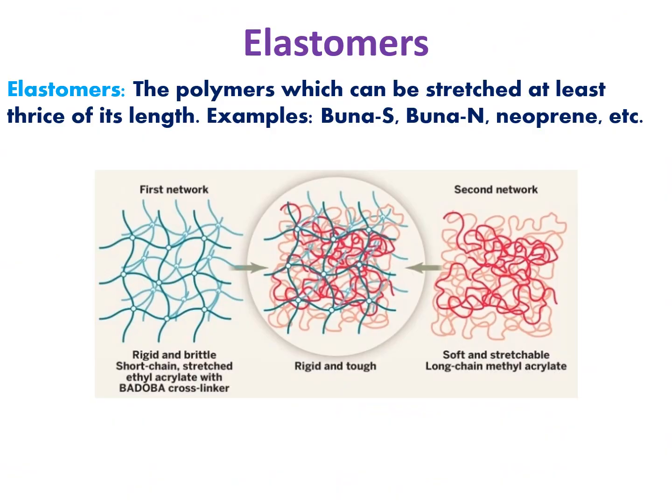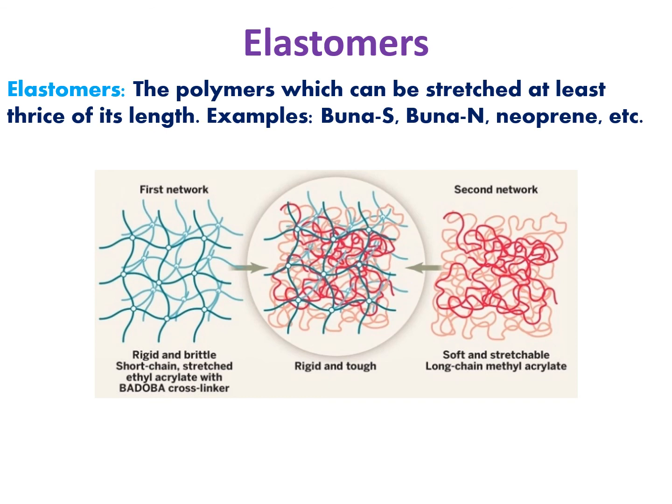The next type is elastomers. Elastomers are the polymers which can be stretched at least 3 to 10 times their original length. These are called extendable polymers, elastomers or rubbers. Examples are Buna-S and Buna-N. In this, there is a coil-like structure. They are heavy polymers, rigid and tough. They can be stretched more than 3 times their original shape.